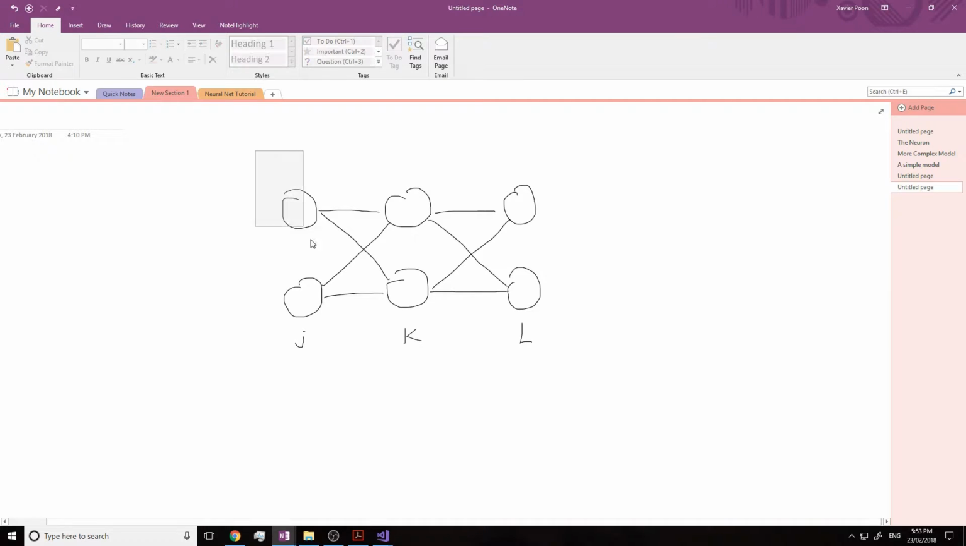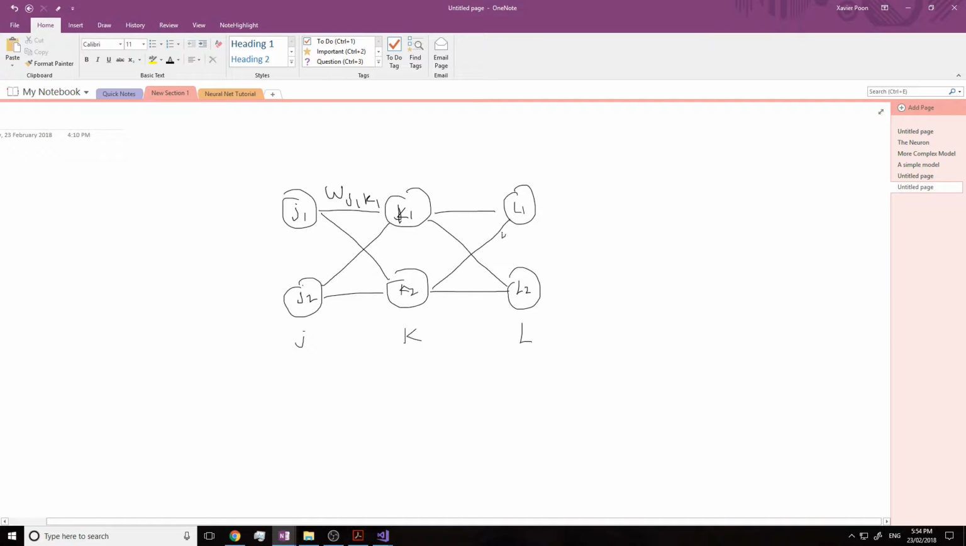Let's give a name to each of these neurons. So the first neuron of the jth layer would be J1, J2, K1, K2, L1, L2. What would the weight between neuron J1 and K1 be? Well, that would be WJ1,K1. So it's the weight between J1 and K1. So that's pretty intuitive, and that would also work for any weight here.